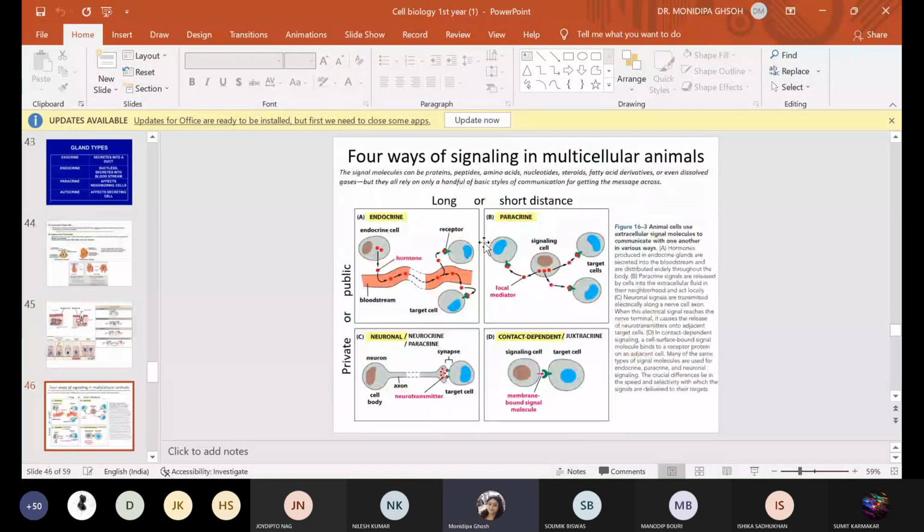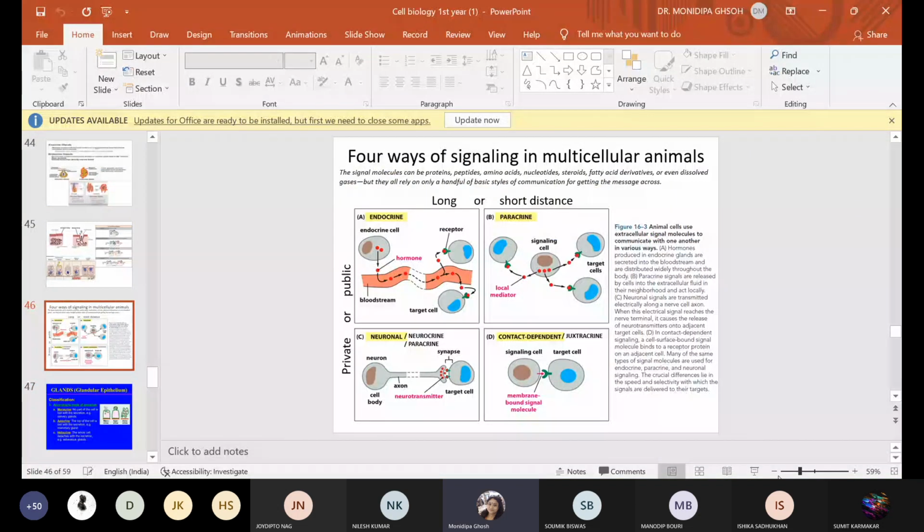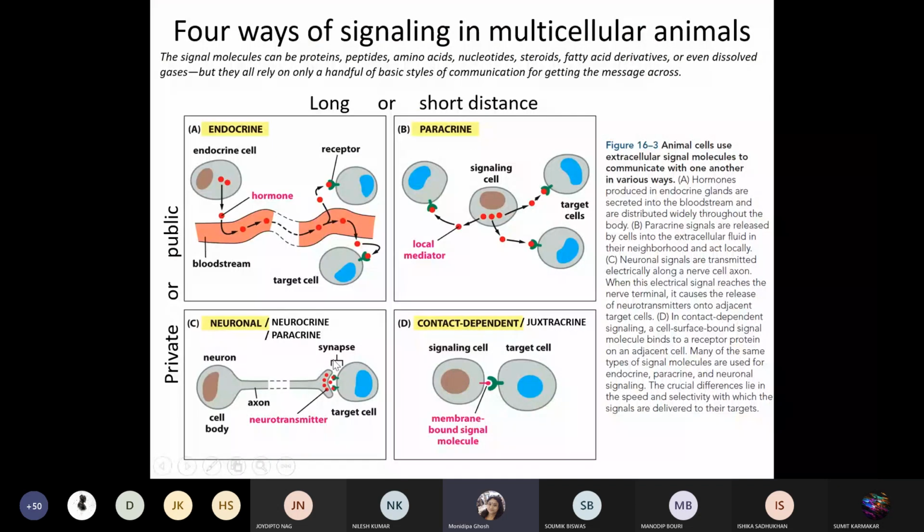Previous day we discussed about this gland. Can you remember? Somebody was asking me about the exocrine gland. Can you remember this one? The four ways of signaling in multicellular animals: endocrine, paracrine, neurocrine, and contact dependent or juxtacrine methodology of signaling. Can you remember this one we were discussing?